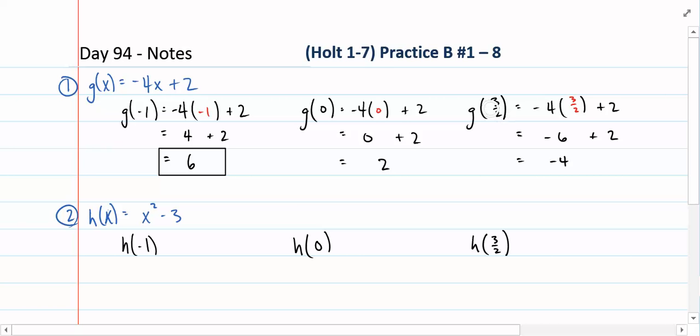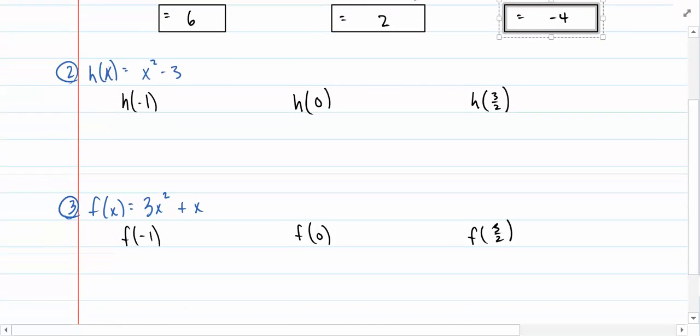G of 3/2 is equal to negative 4 because negative 4 times 3/2, well, I thought of this as negative 4 times 3 divided by 2. Negative 4 times 3 is negative 12. Divide that by 2 is negative 6. Negative 6 plus 2 is negative 4. And here we have our two solutions for the function g.